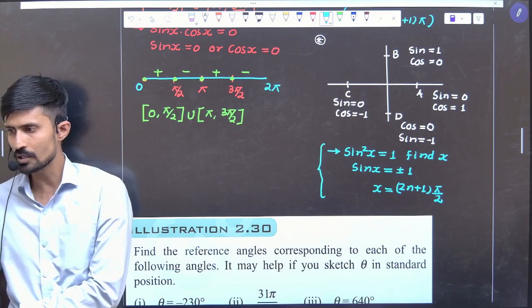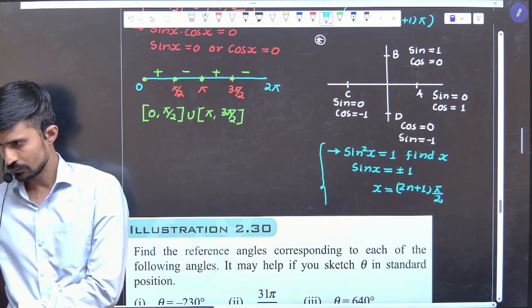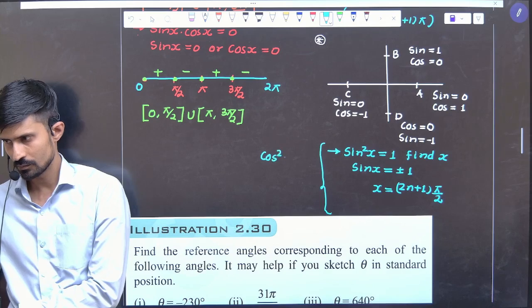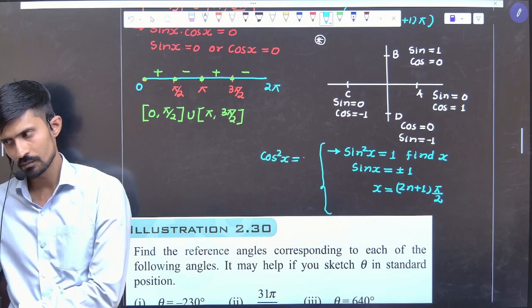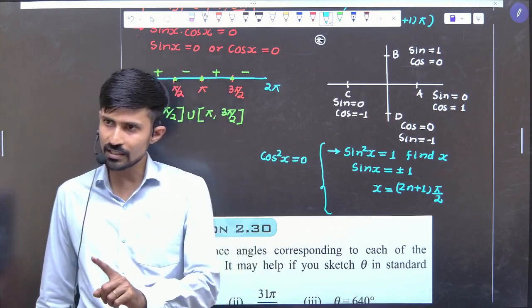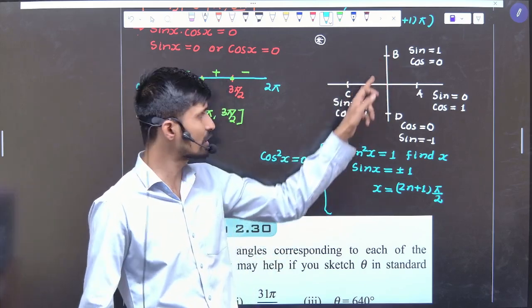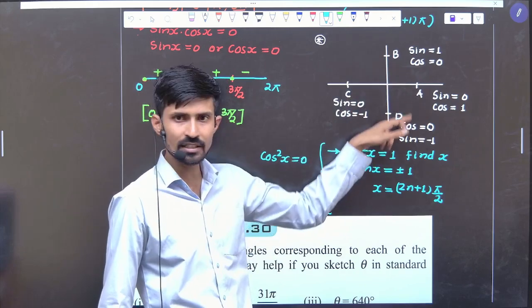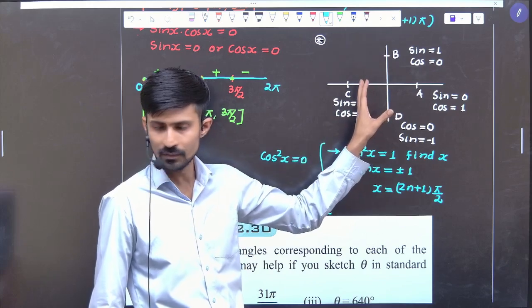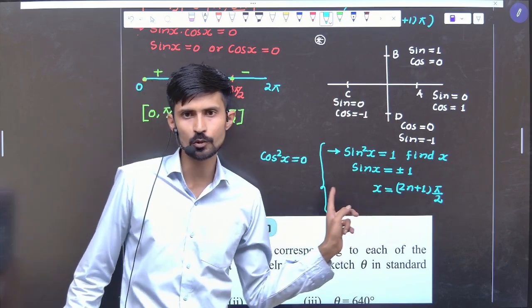Similarly, this is the answer of one more question, and that is cos square x equals to 0. What does it mean? Cos x is 0. So where is cos x 0? B point. Other, where is cos x 0? D point. So cos x is 0 at both, so it means B and D both. So what will we say? x is equals to 2n plus 1 pi by 2.